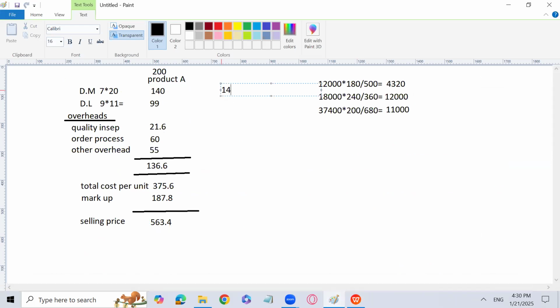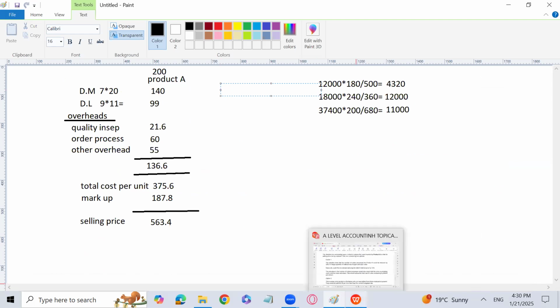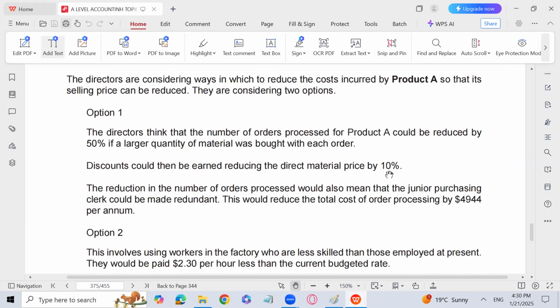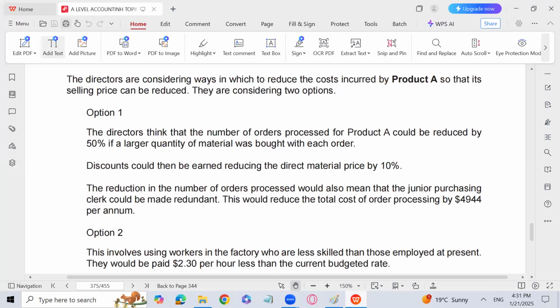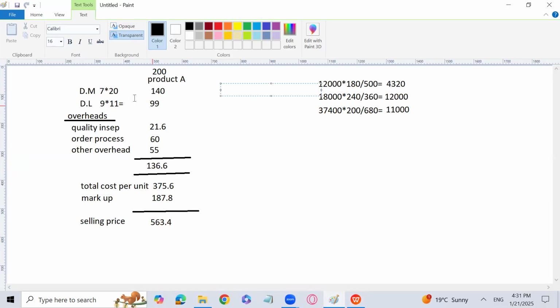So for option 1, first of all, we have to see that the direct material price is going to be reduced by 10%. So the price of direct material was $140, right? Take just a minute. Discounts could then be earned, reducing direct material price by 10%. So I think the material price is decreasing by 10%. That is regarding the $20. $20 is decreasing by 10%, not 7 kilos. Right? So if $20 decreases by 10%, it becomes 18. So now the material price is going to be 7 multiplied by 18. 126 is going to be the material price.